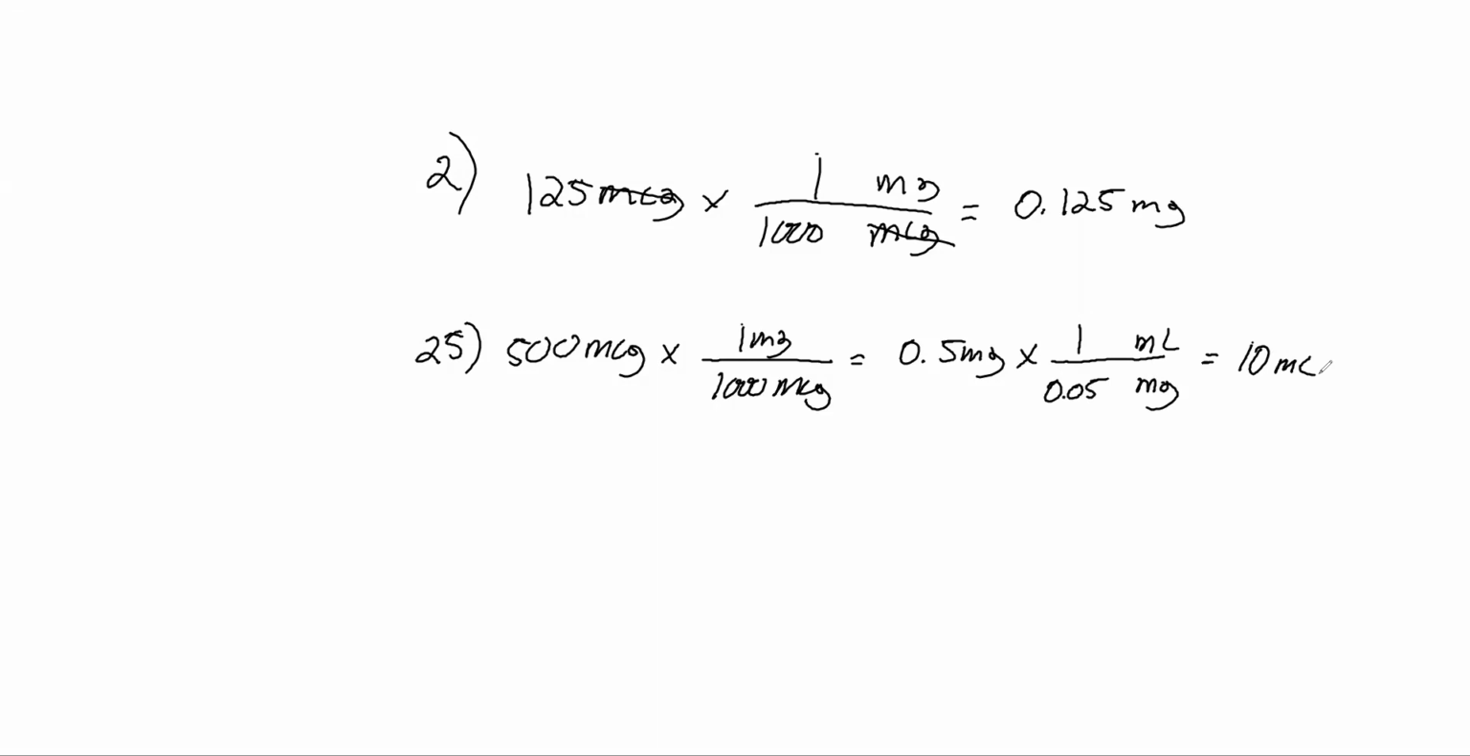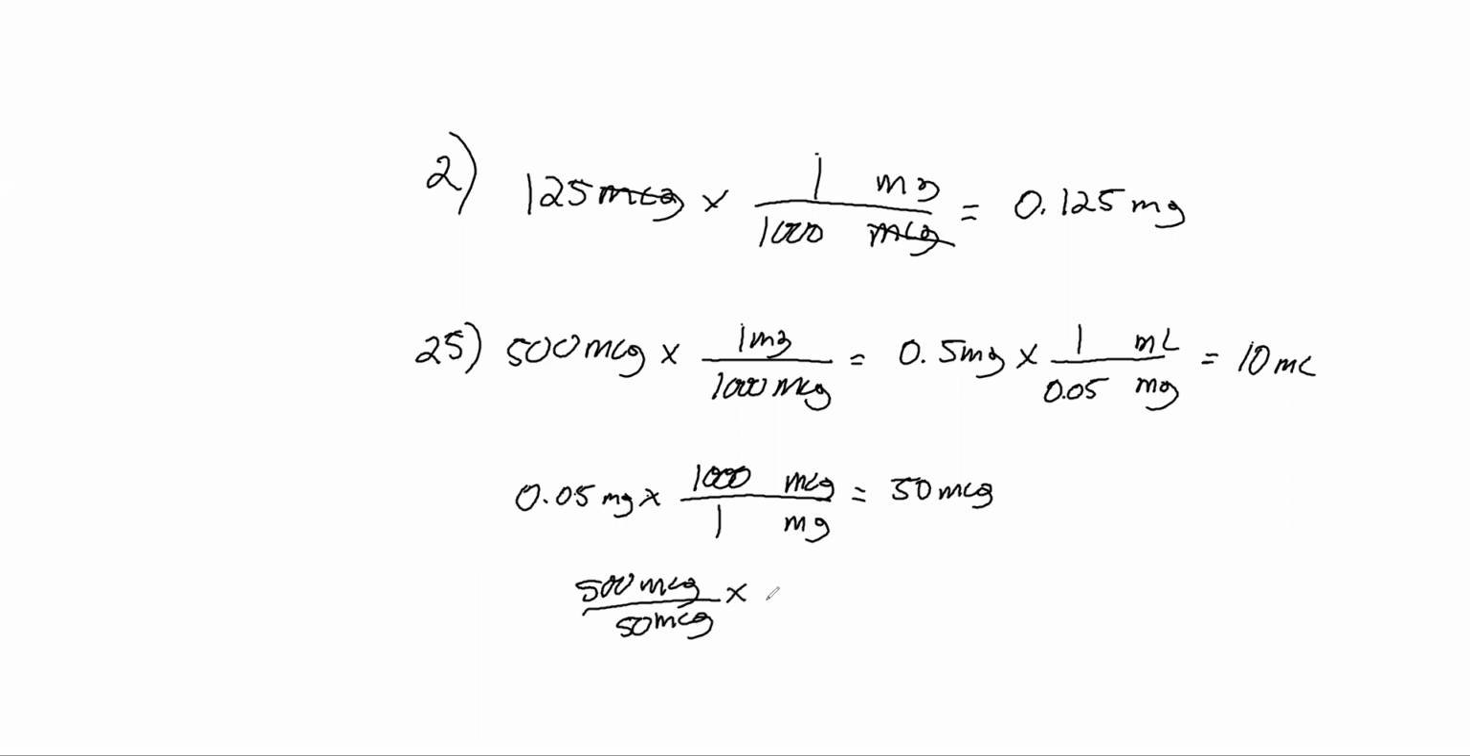You could have also done this by converting the milligrams to micrograms. So just as an added practice, if I take 0.05 milligrams and I want to convert that to micrograms, I don't want milligrams, I want micrograms, 1,000 micrograms for every milligram, and I would get 50 micrograms. Now I would plug it into the same setup here, but I would not change the original order. So I would say 500 micrograms, and then I'm just going to show you the alternative way, over 50 micrograms times the 1 milliliter, and we still get the same answer, 10 milliliters.